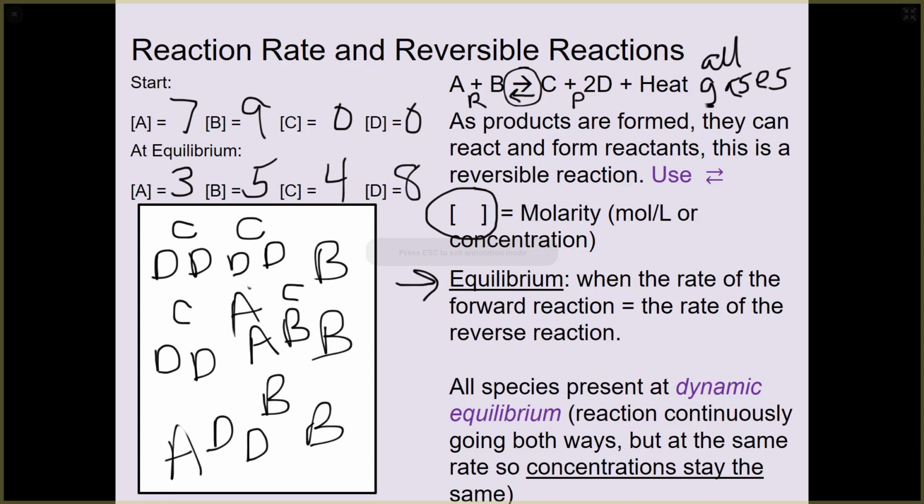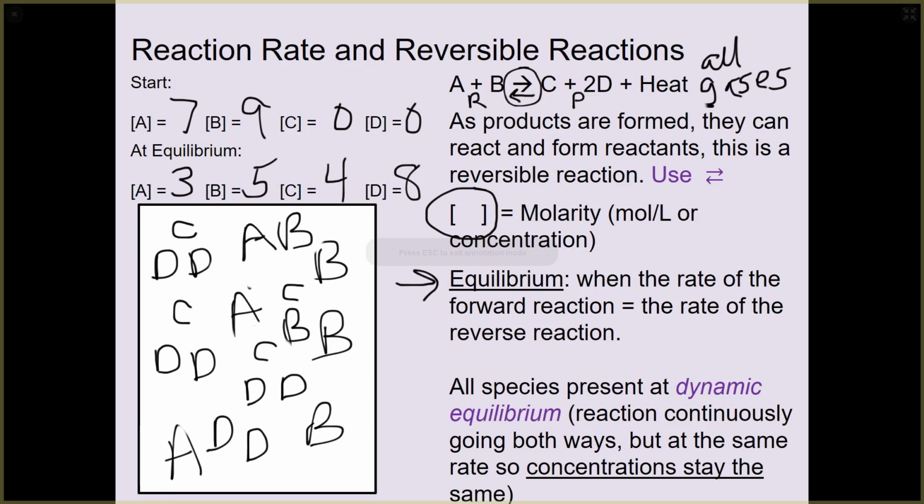8. So if I counted that correctly, we are at chemical equilibrium. So let's go ahead and have products forming reactants and reactants forming products both ways. So let's say this A and B collide, and I get a C and a D. And then I have a C and a D collide, and I get an A and a B.